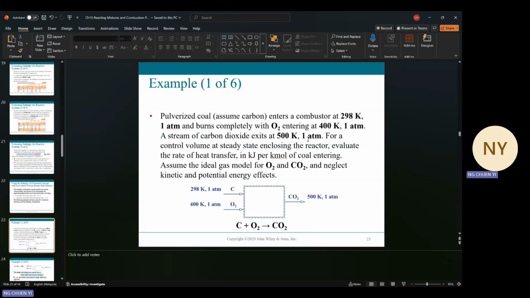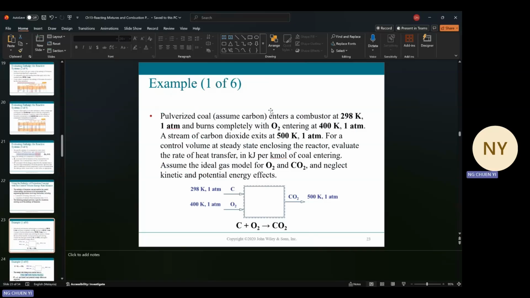So now let's put some effort into the practice question. Imagine the coal, pure carbon, enters a steady state burner at 298 K and burns completely with oxygen gas entering at 400 K. The resulting carbon dioxide gas leaves the system at 500 K. So now let's find the net heat transfer rate per mole of coal.